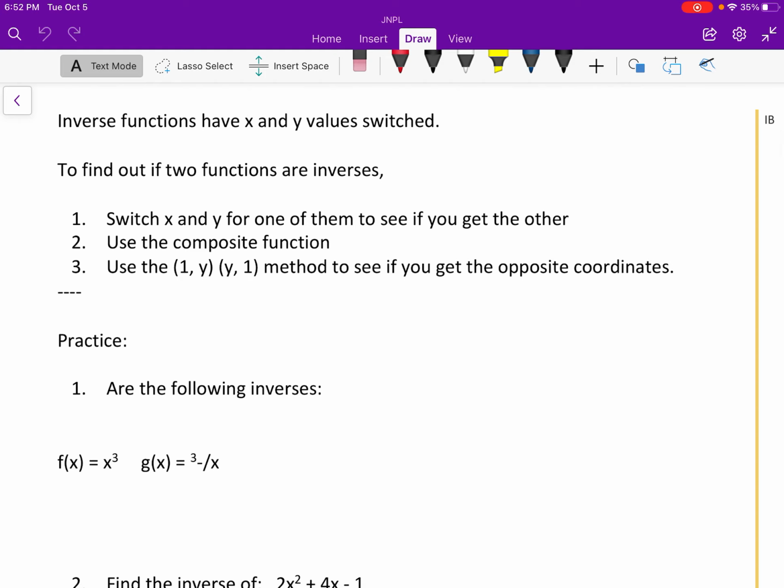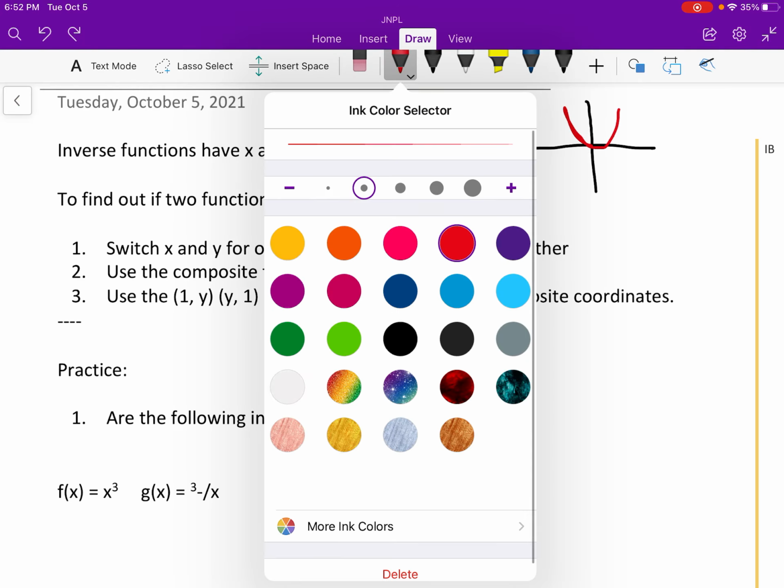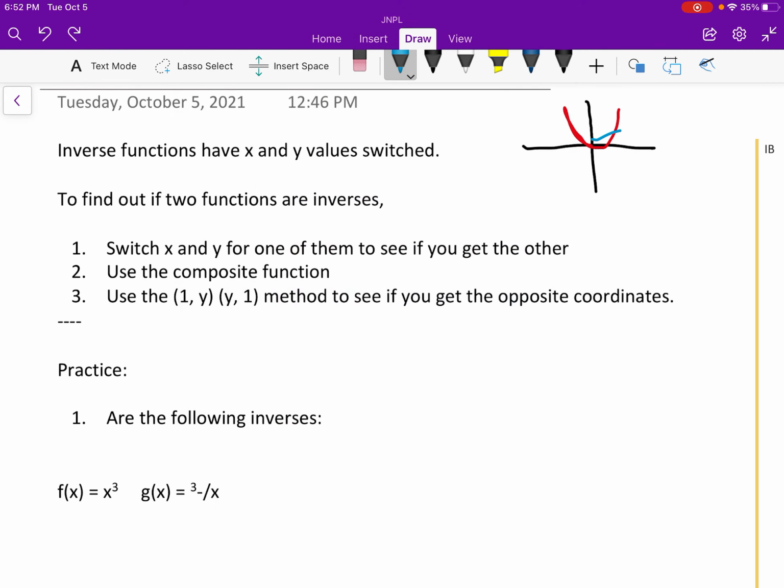So, inverse functions have x and y values switched. So, they're basically the opposites of each other. That's what inverse means. So, examples include, if we look at our quadratic function, it looks like that. And then we have our square root function that looks like it looks like that, but technically, in some cases, it could look like that. I won't explain that in this video.